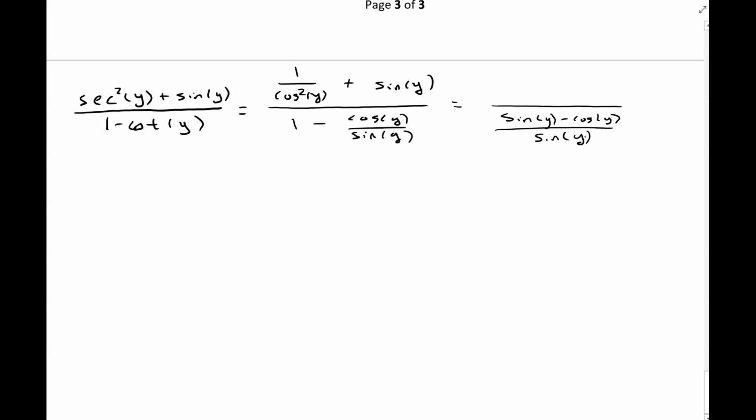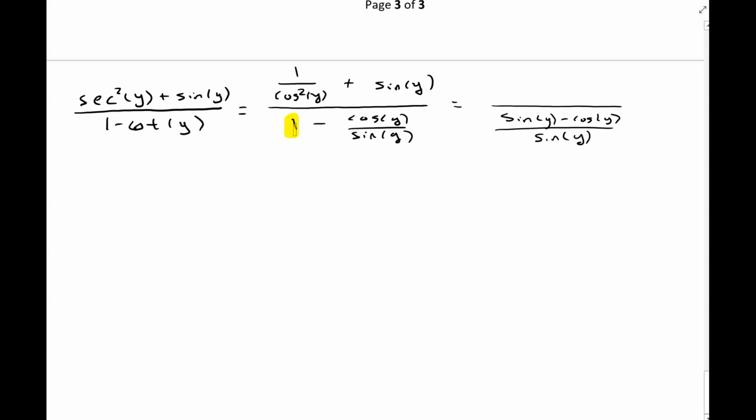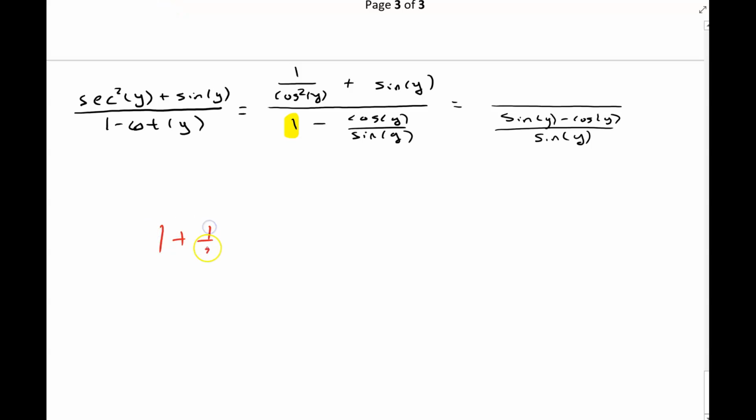Okay? Everybody's okay with how I did that? I made a common denominator of sine y. So the 1 I just rewrote as sine y over sine y, right? Because that's still 1. So then I wrote it with a common denominator. So I have sine y minus cosine y, those are the numerators, over the common denominator of sine y. Like if we added fractions, like 1 plus 1/3, we could write it as 3 plus 1 over 3, where I think of 1 as 3 over 3, and then I add the numerators and keep the denominators, right?